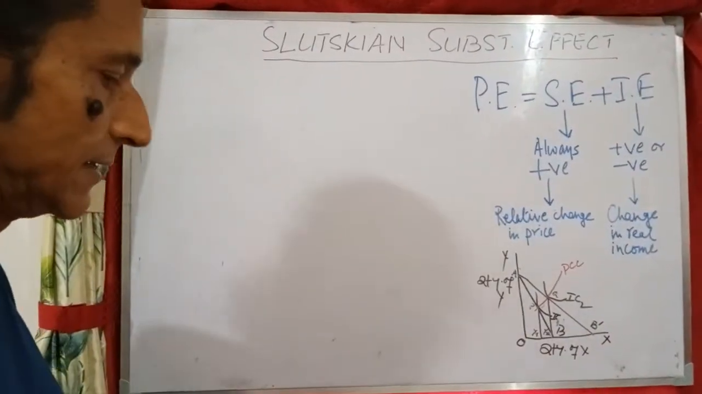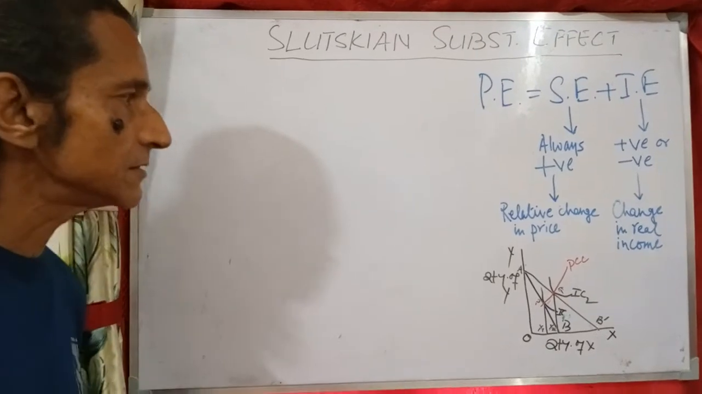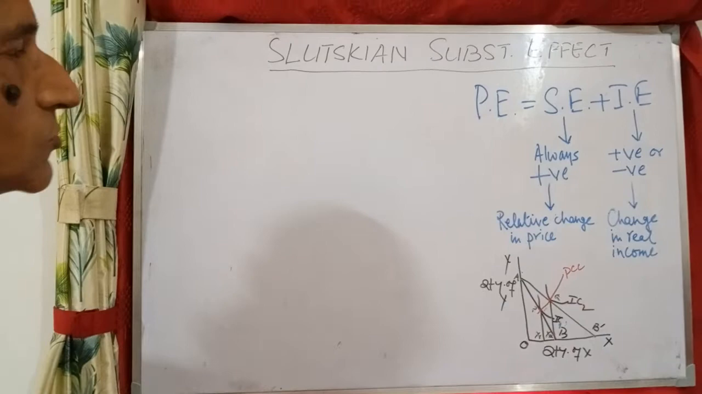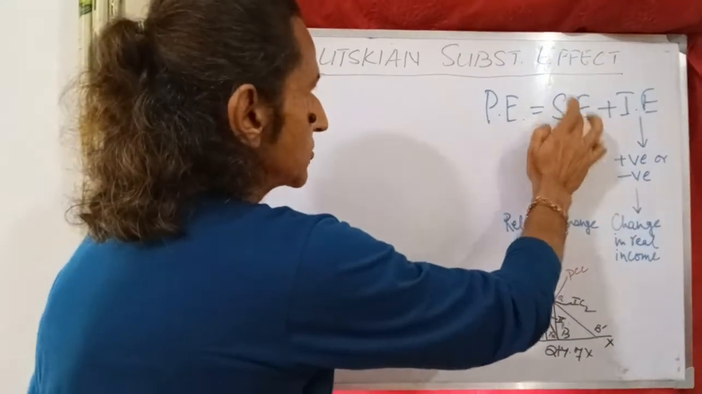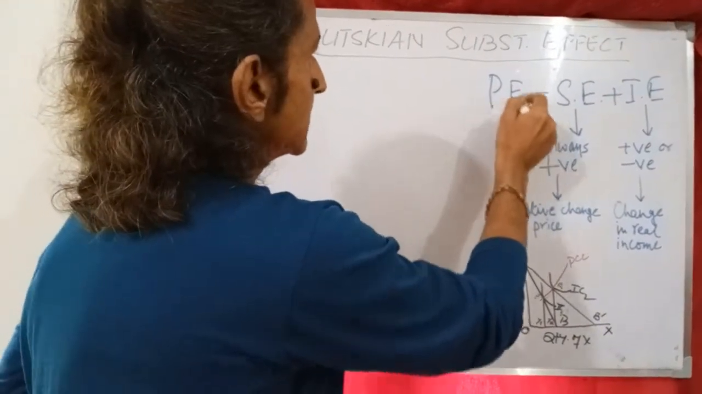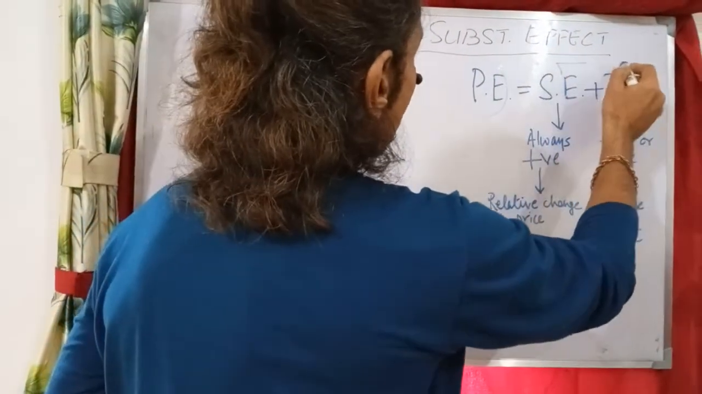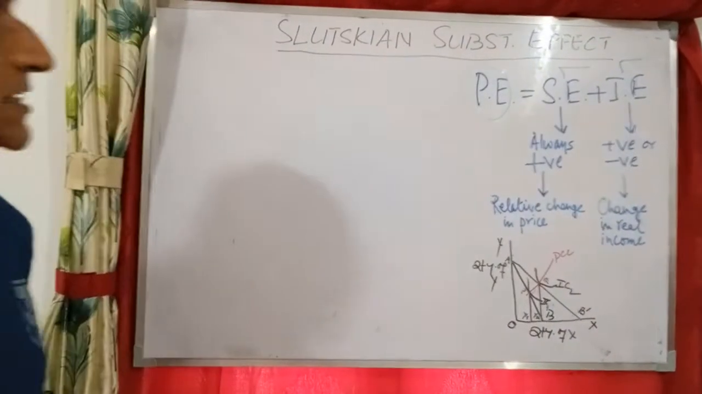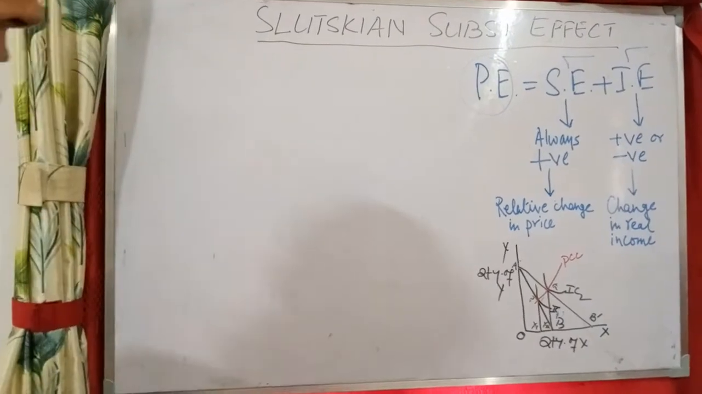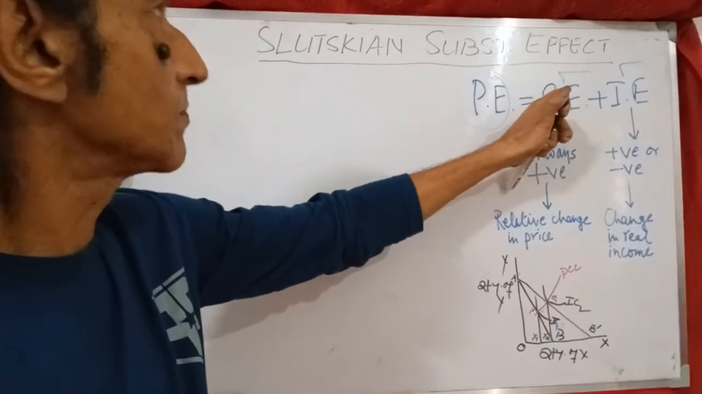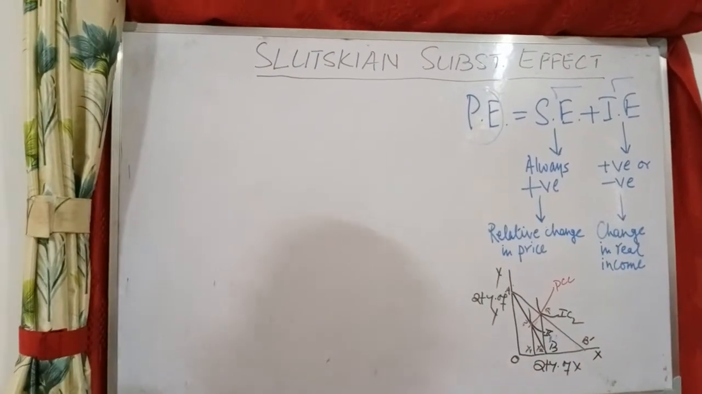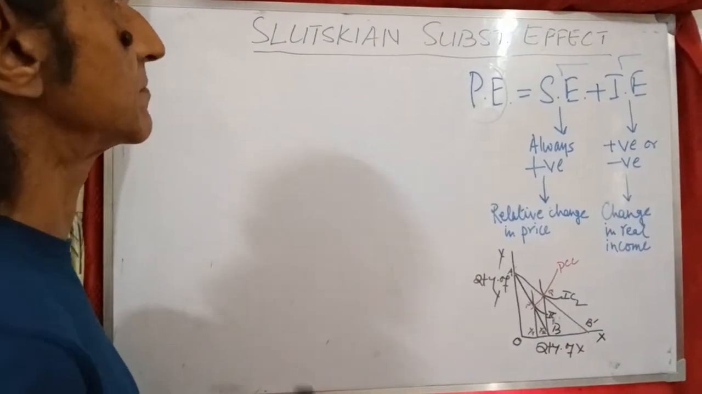Now, Hicks and Slutsky took two different approaches to identify substitution effect. Because price effect is the sum of substitution effect and income effect, Hicks and Slutsky took slightly different approaches to identify and bifurcate it from price effect. Now let us draw a diagram.